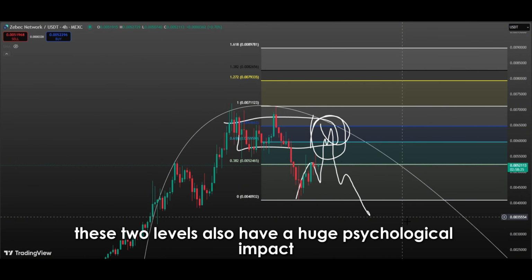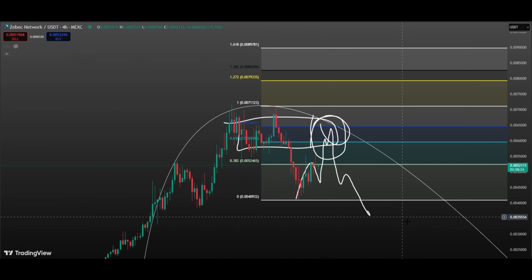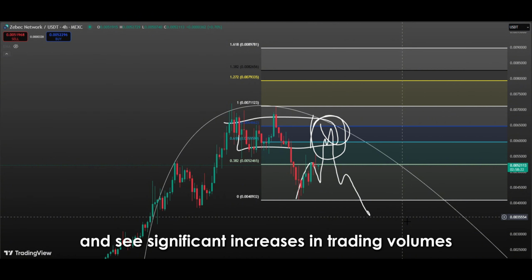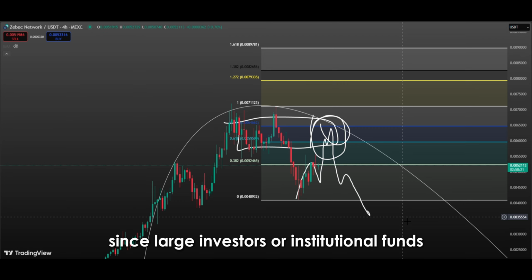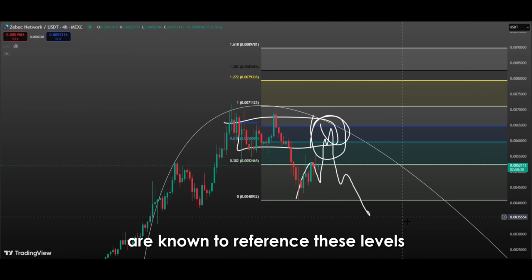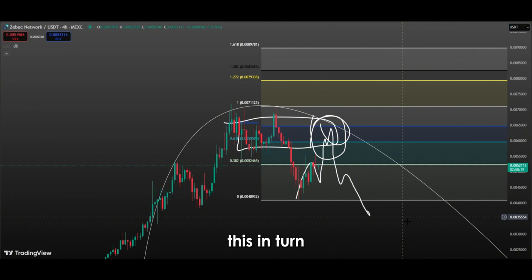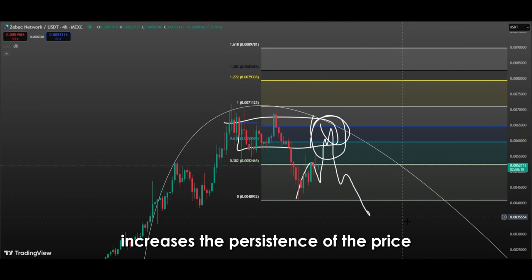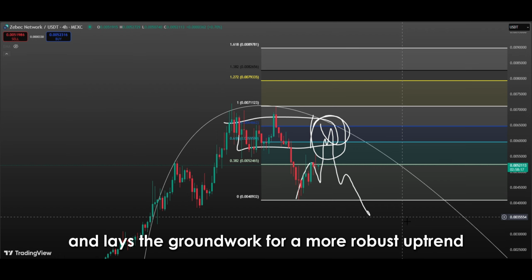These two levels also have a huge psychological impact. This is because a large number of traders question their positions, develop new strategies, and see significant increases in trading volumes. Since large investors or institutional funds are known to reference these levels, breakouts in these regions are supported by higher volumes. This, in turn, increases the persistence of the price and lays the groundwork for a more robust uptrend.